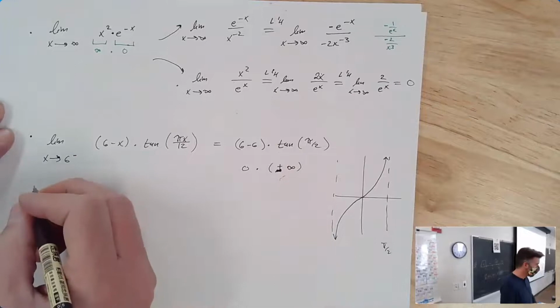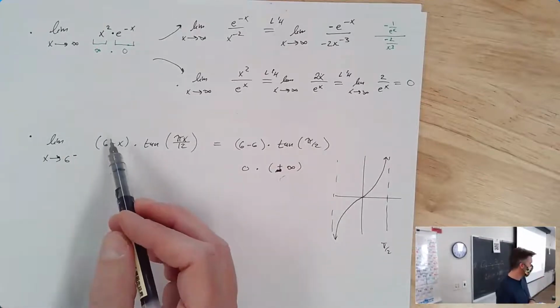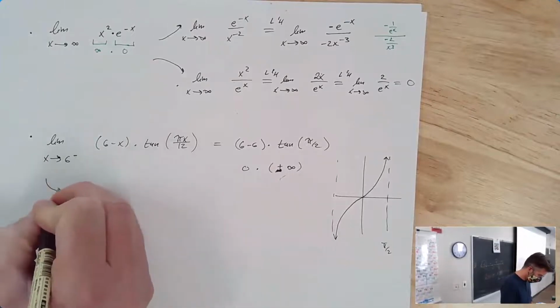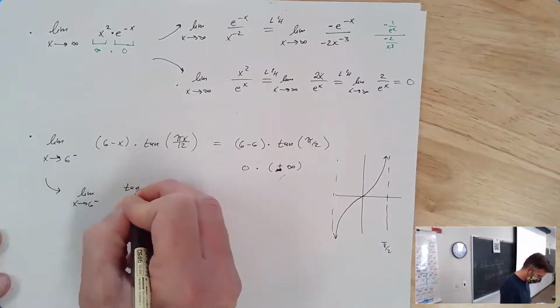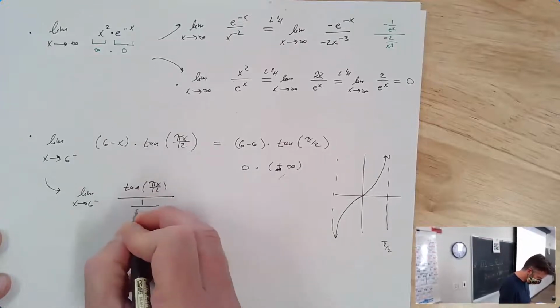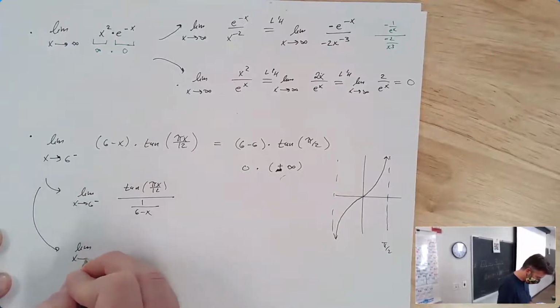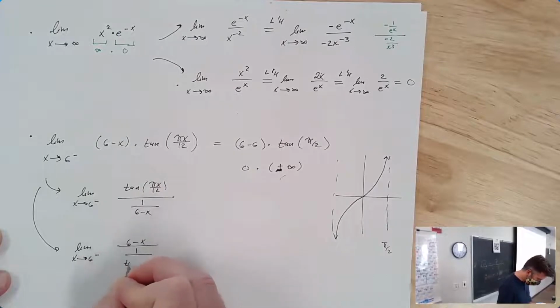Well, again, you always kind of have two options when you have a 0 times infinity. You can either bring the 0 part down in the reciprocal of it, or the infinity part down in the reciprocal of it. So you can either do this as the limit as x approaches 6 from the left of tangent of pi x over 12 divided by 1 over 6 minus x. Or you can do the limit as x approaches 6 from the left of 6 minus x over 1 over tangent of pi x over 12.